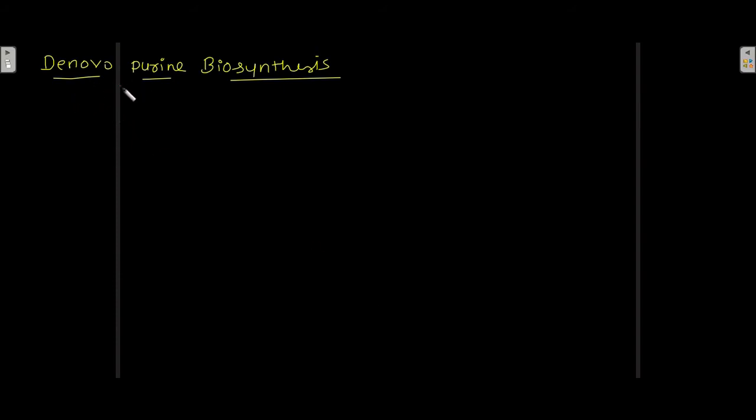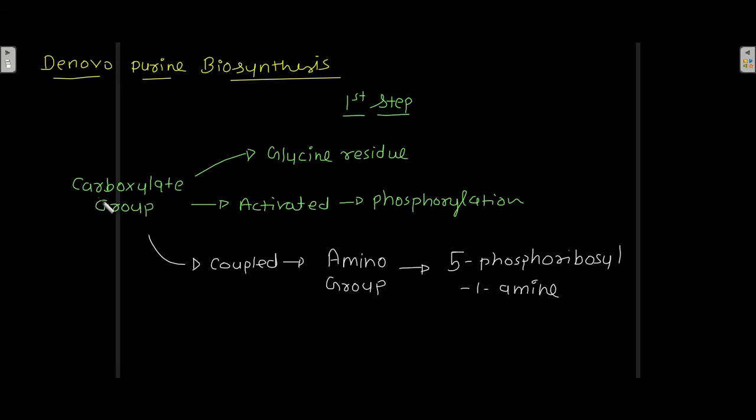Now let's see in detail how de novo purine biosynthesis takes place. Now the carboxylate group of the glycine residue is activated by phosphorylation. Okay, in the first step of the de novo purine biosynthesis, the carboxylate group is activated, and then this carboxylate group is coupled with the amino group of 5-phosphoribosyl 1-amine. So this carboxylate group is activated and coupled with the amino group. That is the first step in the de novo purine biosynthesis.